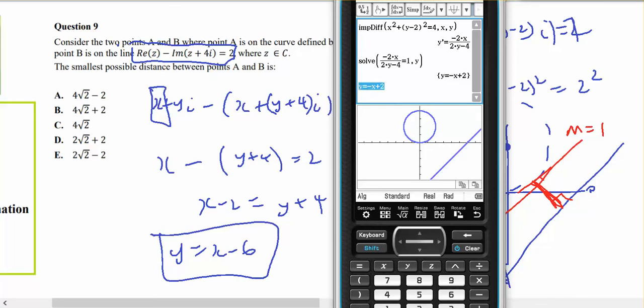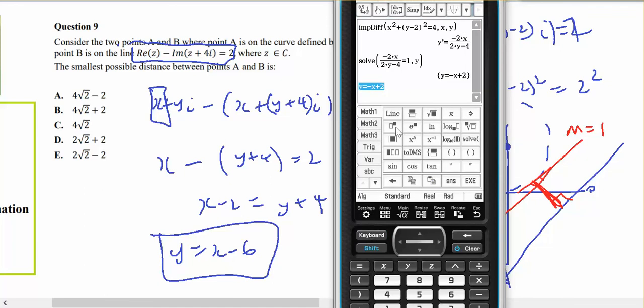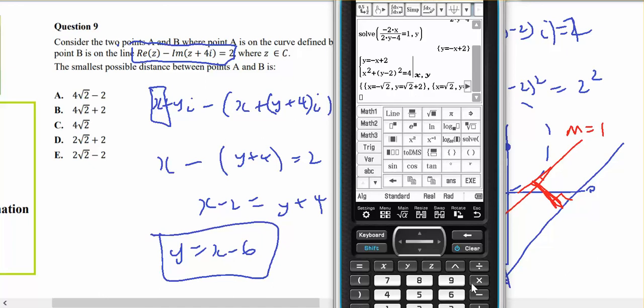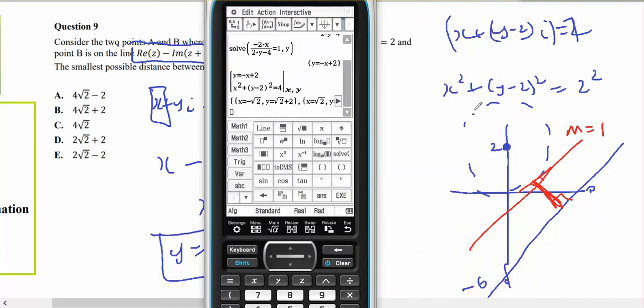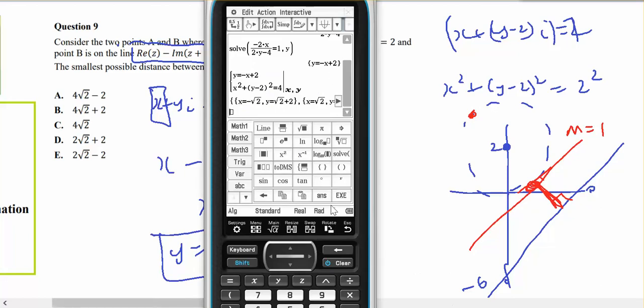Now if I do bring up keyboard, simultaneous equations, and also put the circle in there, solve for x and y. So I get 2 intersection points, obviously. I get one over here, and I don't want that one. I want this one here, and that one there will be root 2, minus root 2.